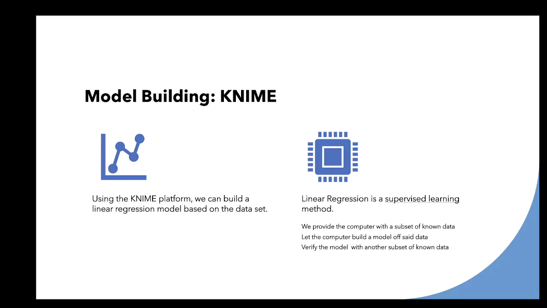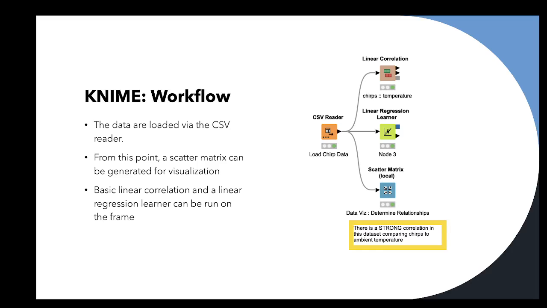So the NIME workflow, in this case, we need to import the data into the platform to a form it can read. Using CSV Reader, that's how we did that. We can run basic statistics using linear correlation, and same thing down here, we can actually run a scatter matrix, which is the NIME version of the Seaborn scatter plot. The actual line of best fit is from the linear regression learner application.